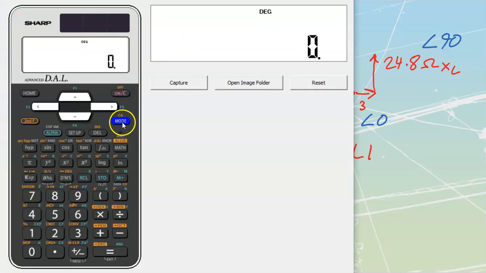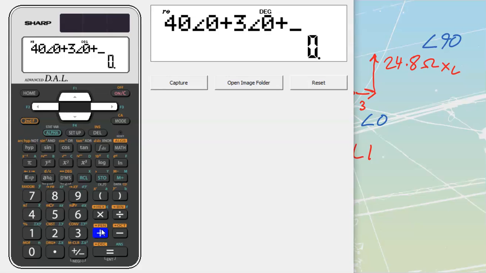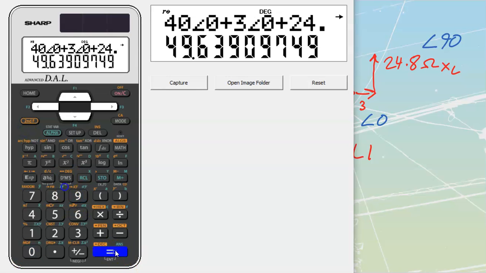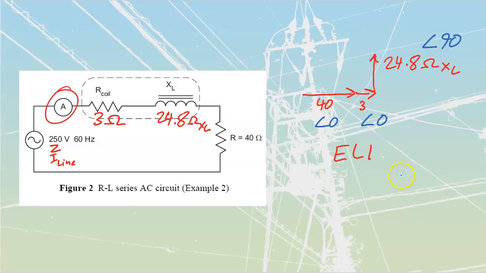Let's put ourselves into the proper mode, mode 3, and then we're going to put this into polar so that we get the vector sum, not the x, y coordinates, and we'll add these all in now. 40 angle 0 plus 3 angle 0 plus 24.8 angle 90, it's positive 90, equals a value of 49.64 at a degrees of 29.97. Let's put all of these values onto our drawing over here.